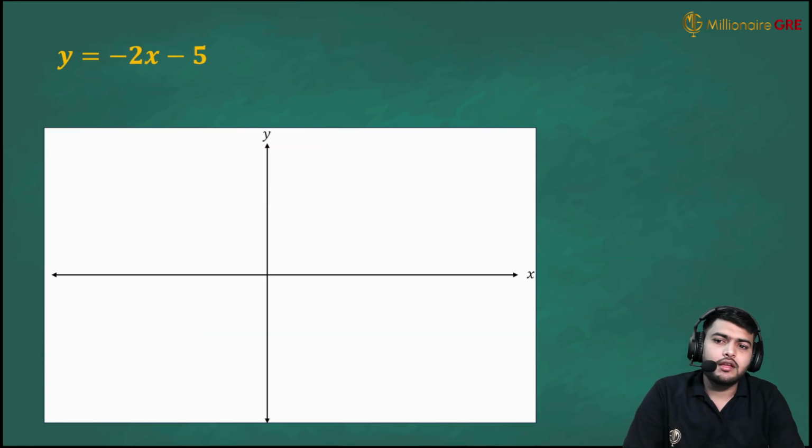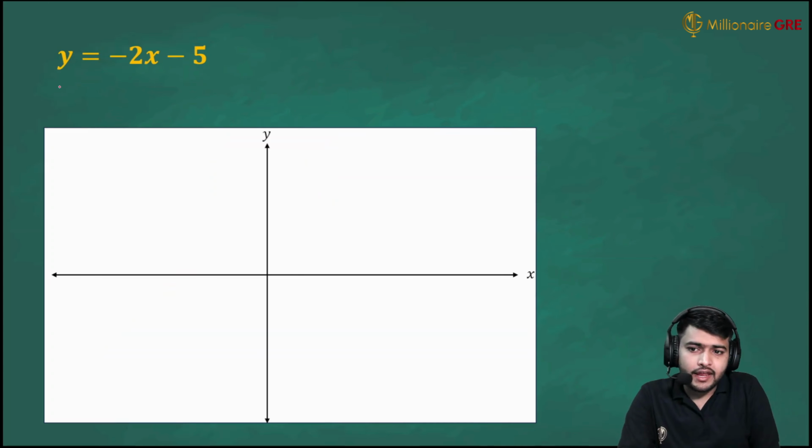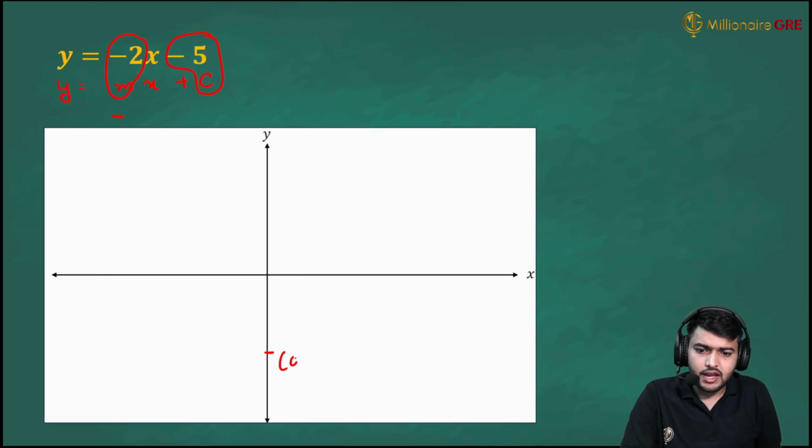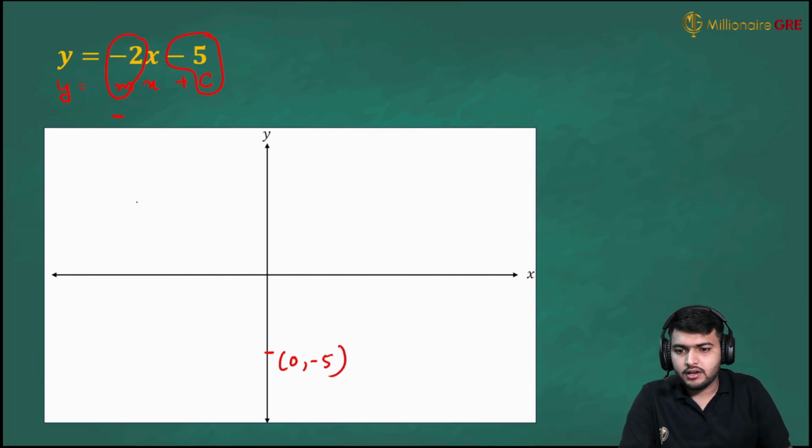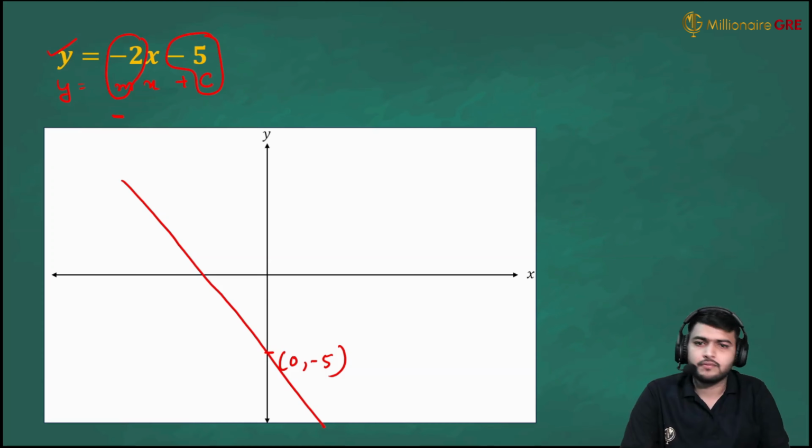Now this is another line. Y is equal to minus 2x minus 5. We can write this in the form of y is equal to mx plus c. Here m is minus 2 and c is minus 5. You have to take it with the negative sign. Slope is negative, it means the line is descending. C is minus 5, it means the line will cut the y-axis at (0, minus 5). Descending line passing through (0, minus 5), the line looks like this.